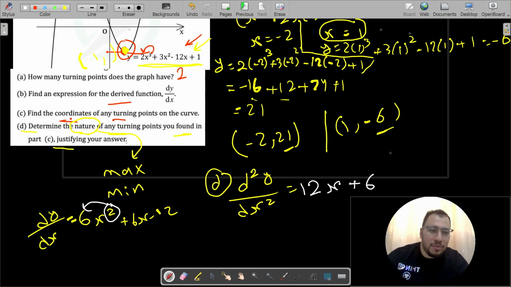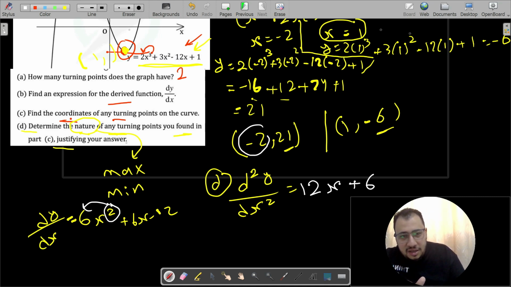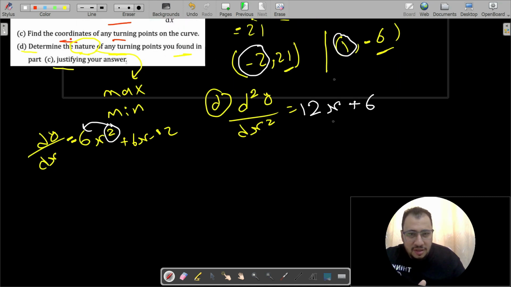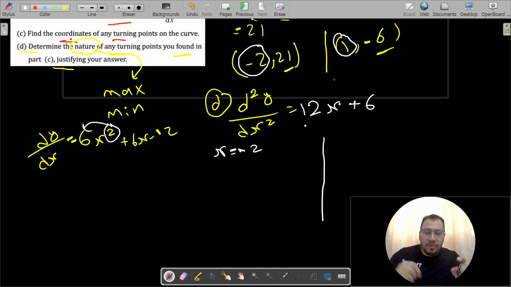Okay, how can we determine the nature from this? Take the values of x at the turning points. Pay attention to this step, please. When x equals negative 2, I'm going to substitute in the second derivative. And pay attention, because here the trick is: if the answer is positive, that means it is a minimum value. If the answer is negative, that means it is a maximum value.